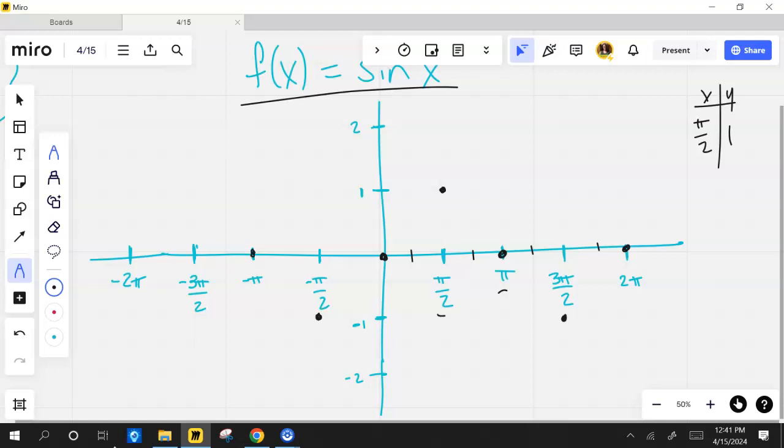I hope you are seeing the pattern here. What's the sine of negative 3 pi over 2? There it is. Not 3 pi over 2, but negative 3 pi over 2. So we're going the other direction. The sine of negative 2 pi. 0. Now look at this nice sine curve. Not a squiggle.